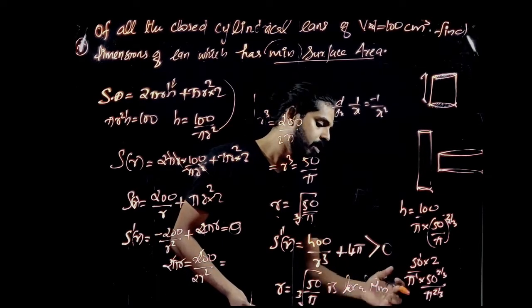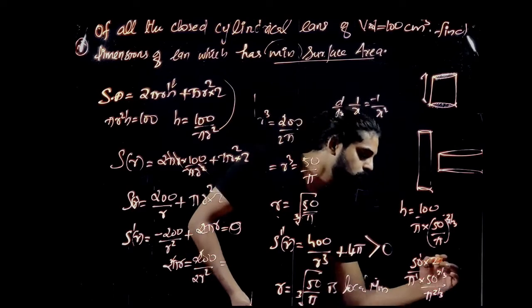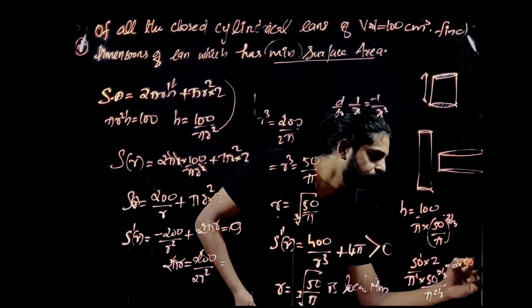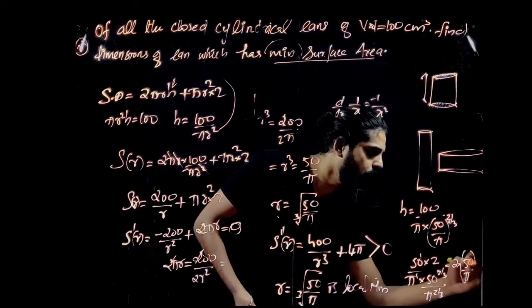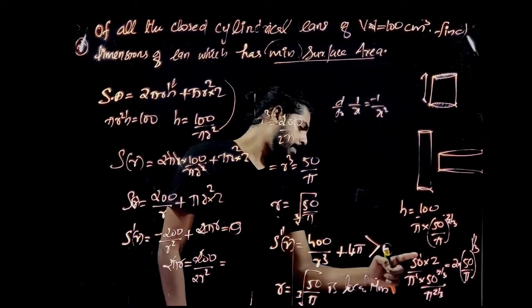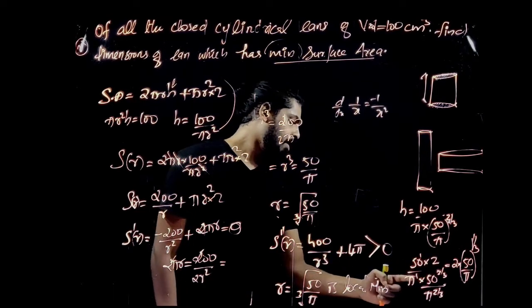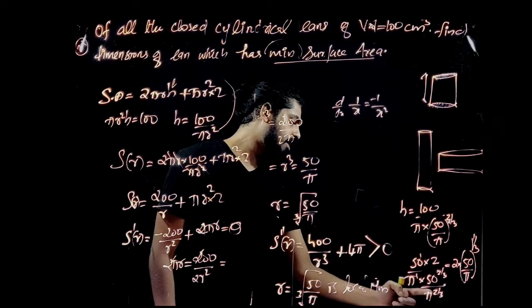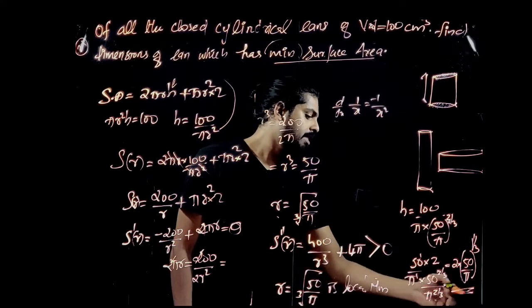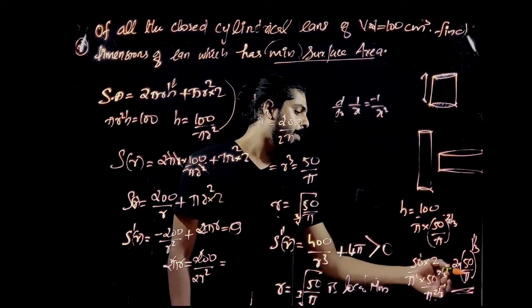Simplifying this, you'll get pi raised to 1 by 3. So your answer will be 2 times 50 by pi whole raised to 1 by 3. Right? 1 minus 2 by 3 is 1 by 3. Again, the power of pi, which is 1 and 2 by 3, so 1 minus 2 by 3 is again 1 by 3. So this is the answer: 2 times of 50 by pi raised to 1 by 3.